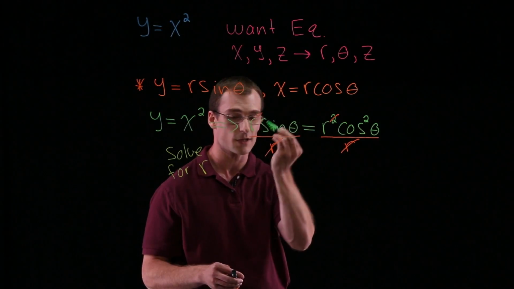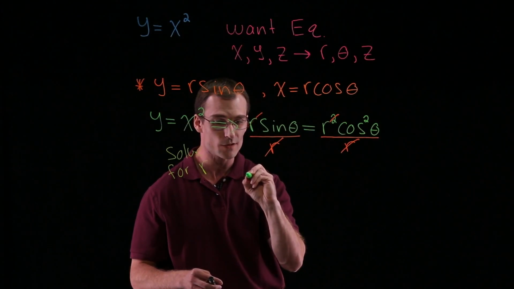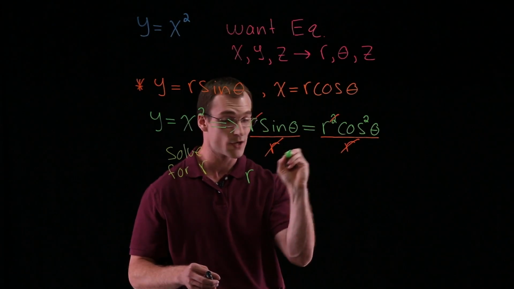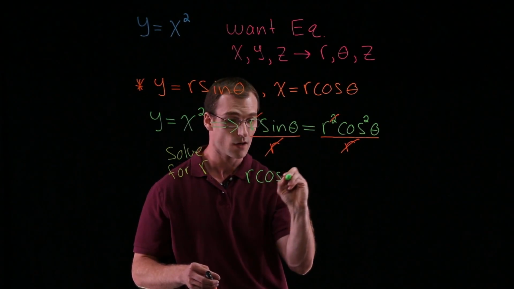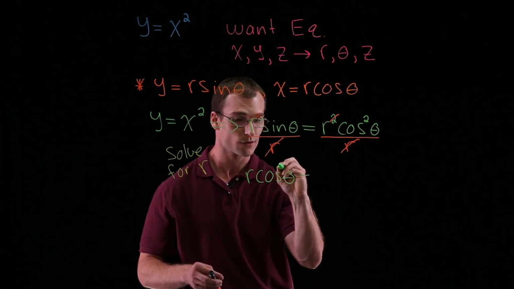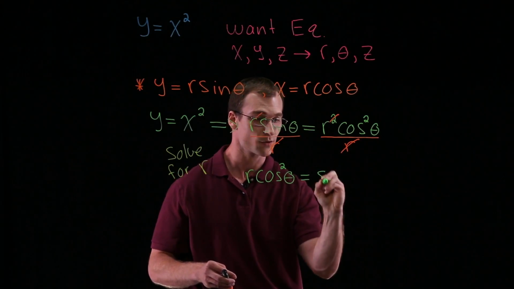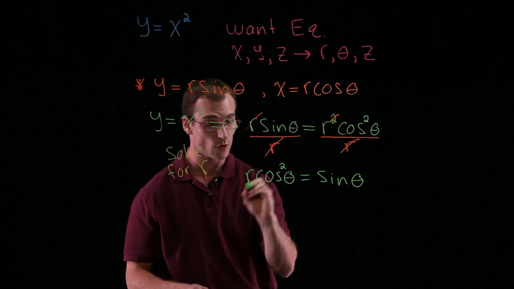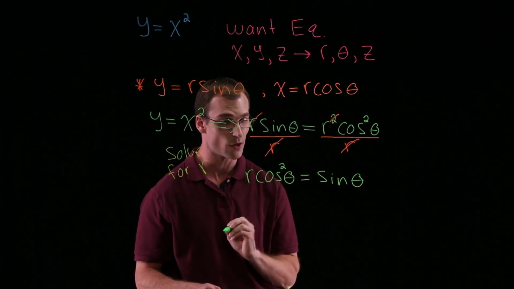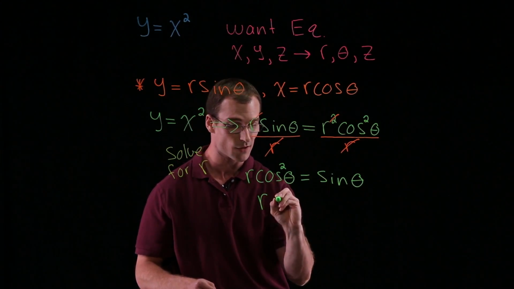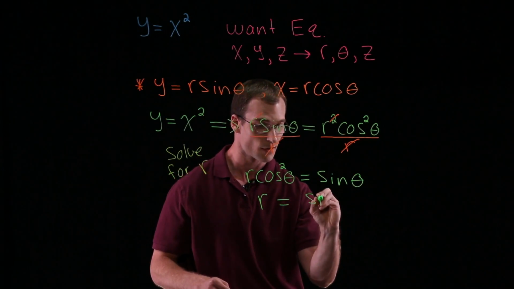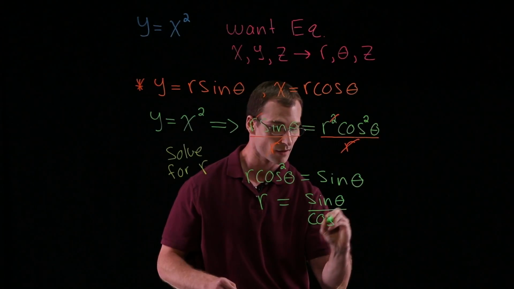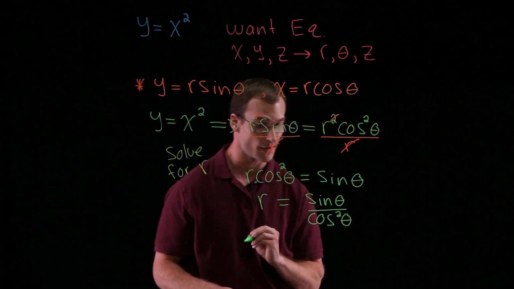I'm going to flip the sides. Since we can solve for r, we'll put the r on the left-hand side. So this equation again is r cosine squared theta is equal to sine of theta. We want to solve for r, so dividing both sides by cosine squared gives us r is equal to sine theta divided by cosine squared theta.